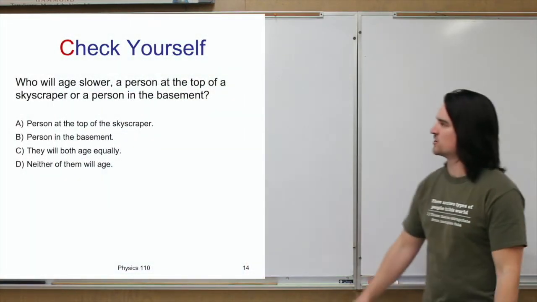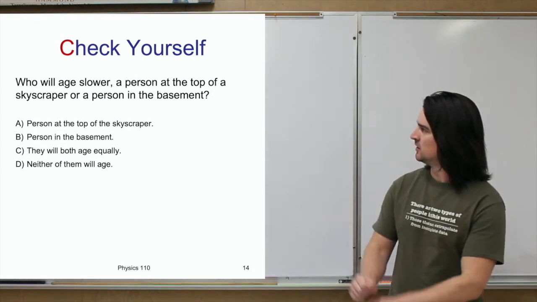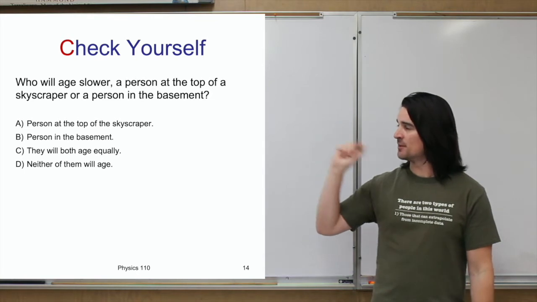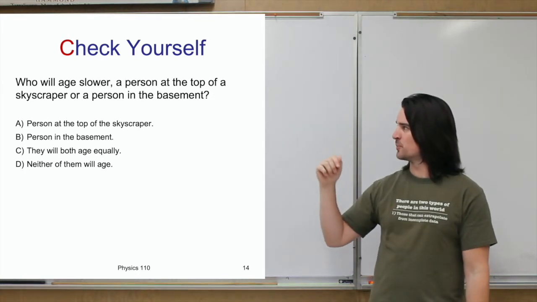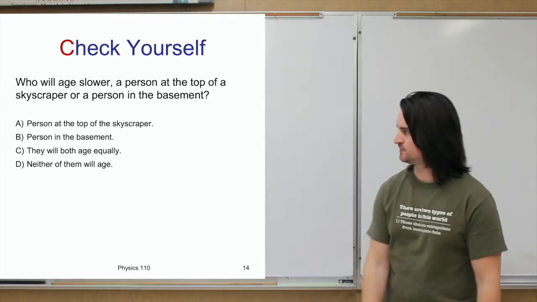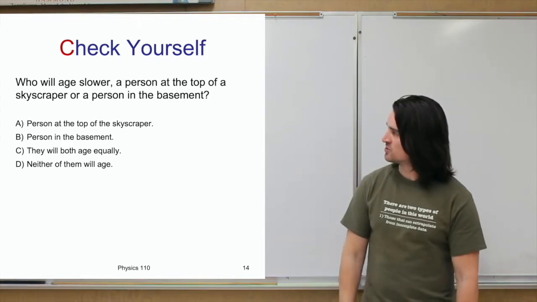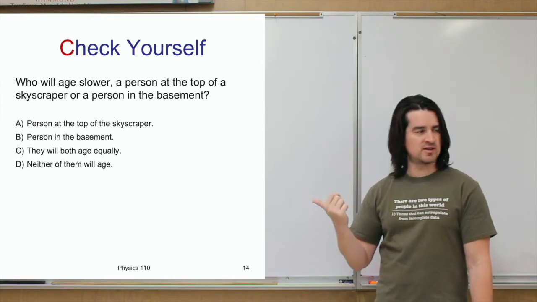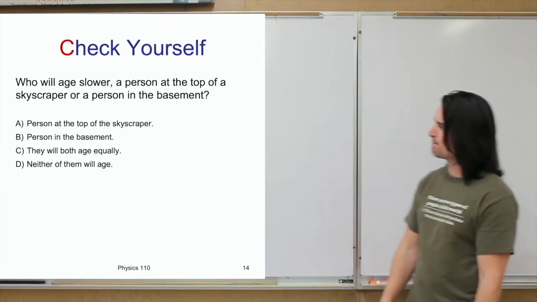All right. So how about another question? Who would age slower? A person who's living at the top of a skyscraper or a person in the basement of that skyscraper? So once again, go ahead and pause and give an answer. Think about why it might be.